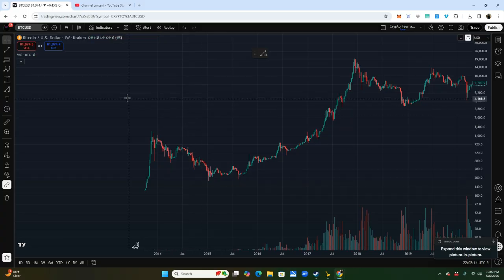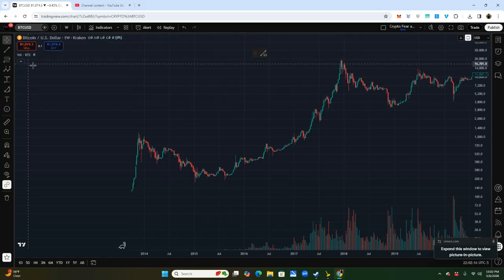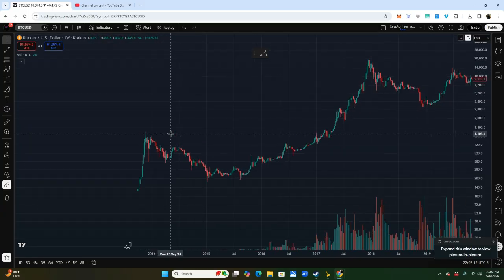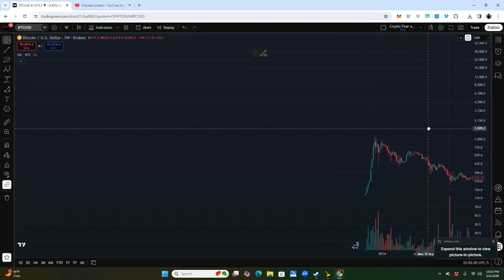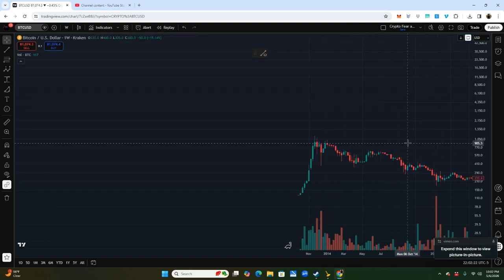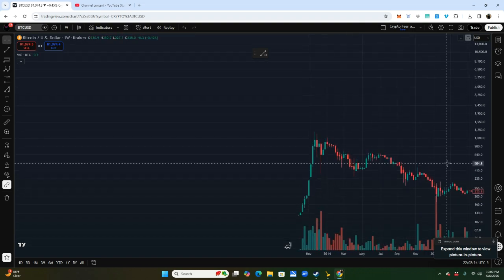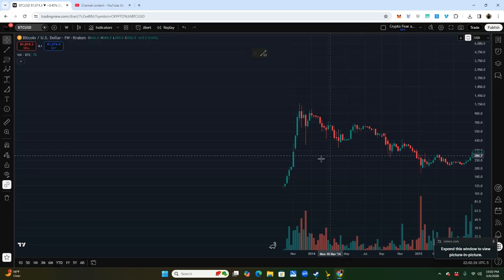Now, I'm on TradingView, and if you want to draw some trend lines, I'll show you how to do that. So if we're looking at the first wave in the Bitcoin cycle, or at least the first one that this chart is showing, back in 2013. This came out in 2009, but the data doesn't show because Kraken didn't exist back then. So you're going to come over here and press this trend line tool.